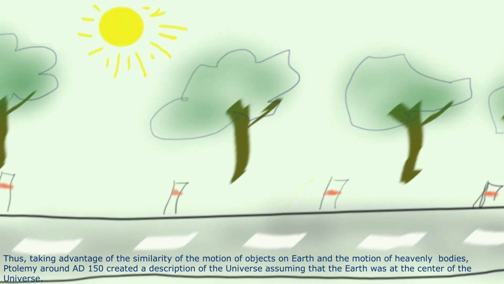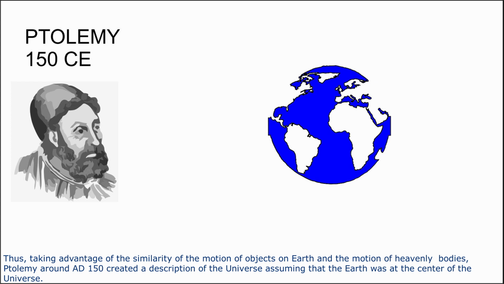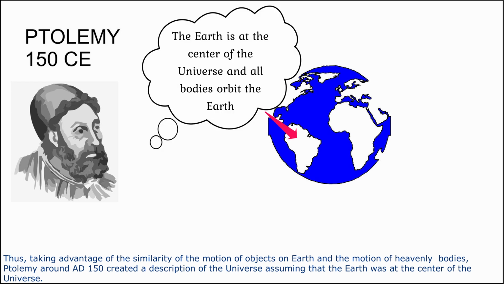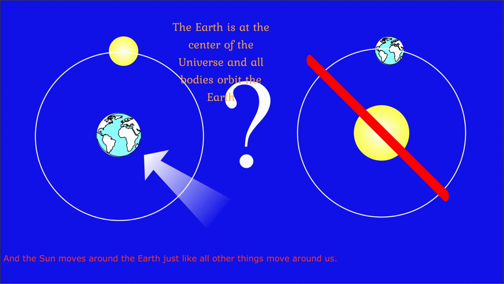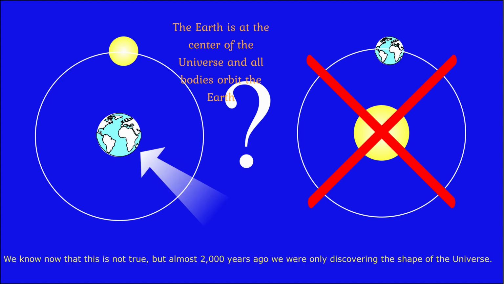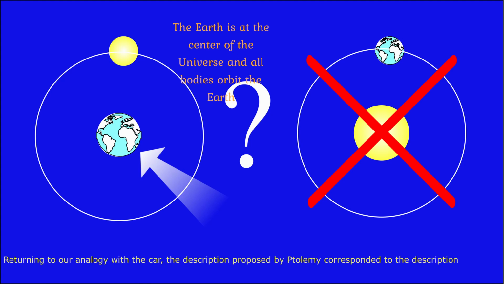Thus, taking advantage of the similarity of the motion of objects on Earth and the motion of heavenly bodies, Ptolemy, around AD 150, created a description of the universe, assuming that the Earth was at the center of the universe, and the Sun moves around the Earth just like all other things move around us. We know now that this is not true, but almost 2000 years ago we were only discovering the shape of the universe.